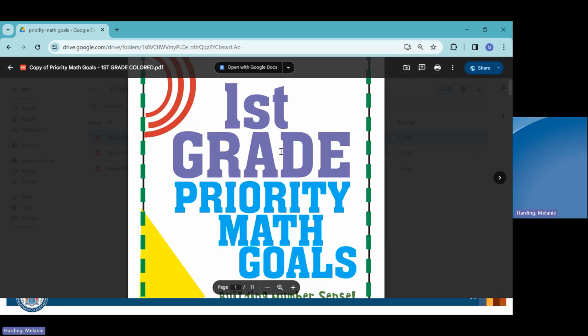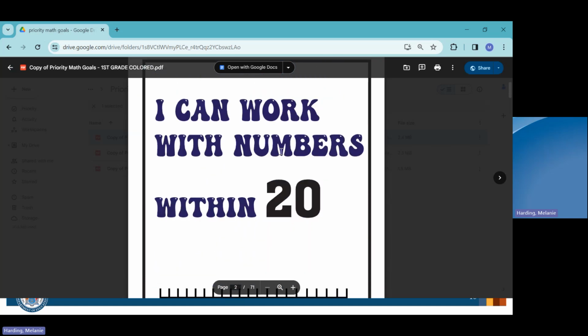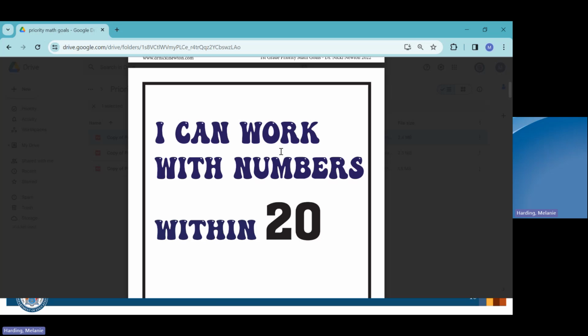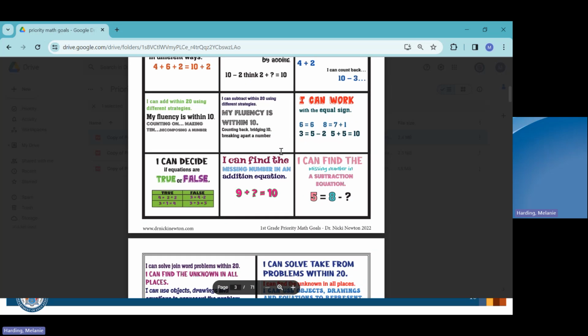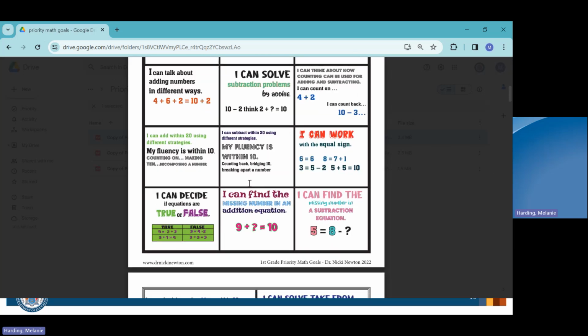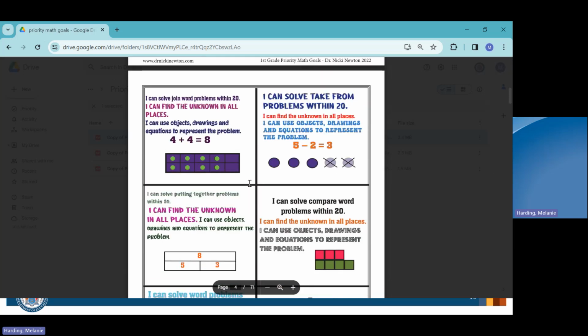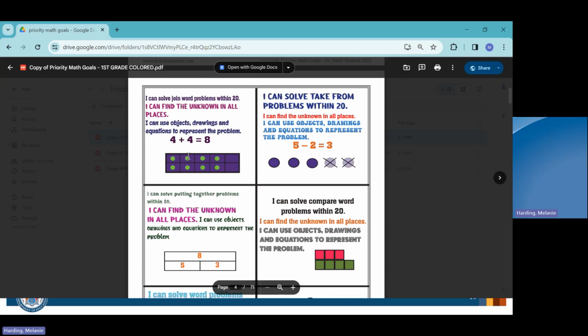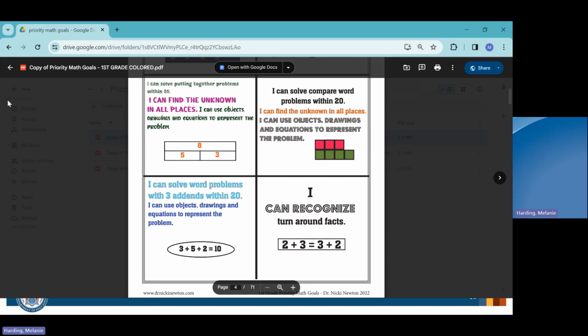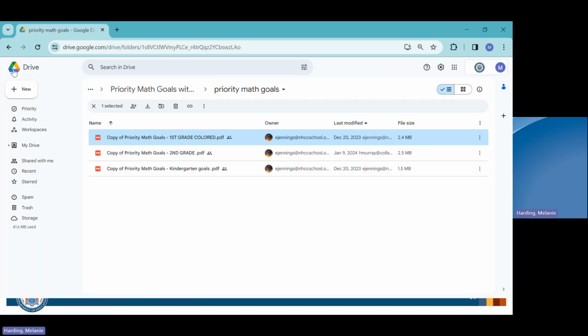It was like a poster but we use them kind of in workstations because all workstations should have a goal and kids should know what they're working on at the time. And these are really all of the priority goals that they're going to be working on in first grade. So you can make it into a poster, you can make these into I can statements for your centers, but it's just a little helpful tool, so you don't have to recreate the wheel.